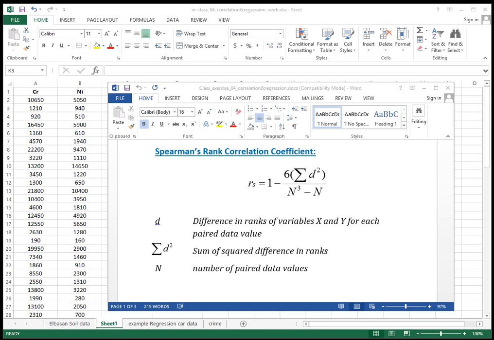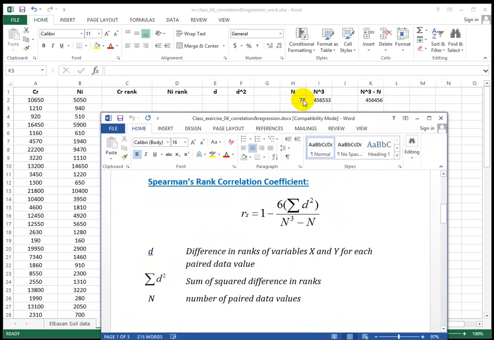This one, we're going to calculate Spearman's rank correlation coefficient for this same data set of chromium and nickel values. And here's the equation right here. This R sub S, Spearman's rank correlation coefficient, is equal to 1 minus, at the top, we have 6 times the sum of the difference in rank squared of these guys, which we'll work through, and then N, big N, is the number of paired data values. So in our case, big N is 77.